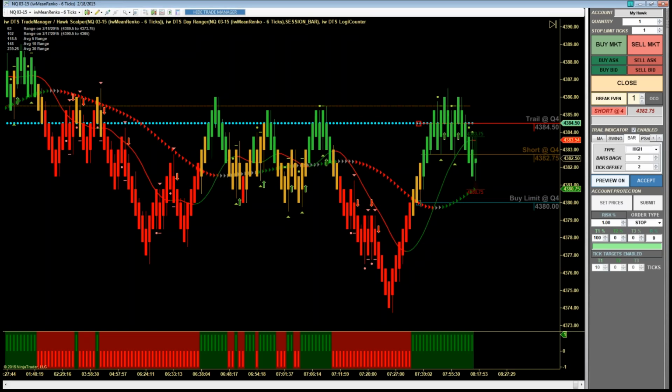Anne's asking, you shorted a green candle. Is it normal on this chart? In case anybody missed it, no, this is not a trade. This is not a trade, folks. I was only doing this so that I could try to show you the trade manager automatically rolling the stops. This is not a trade. Do not follow this trade. This is not a trade signal.